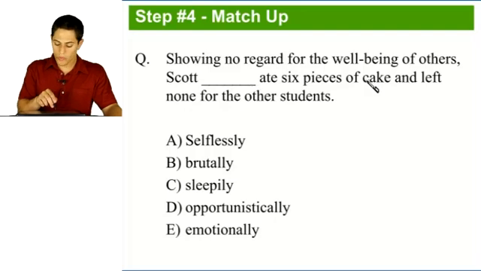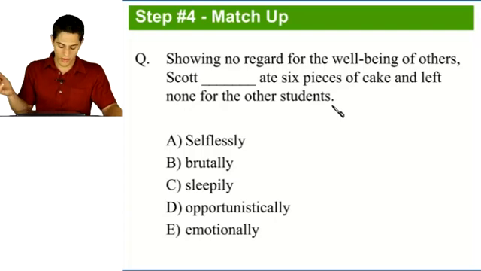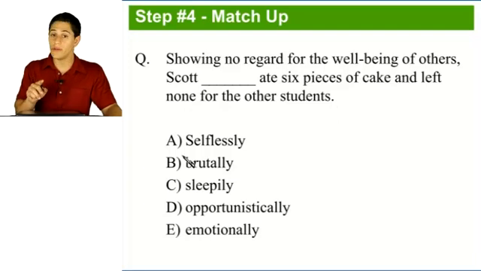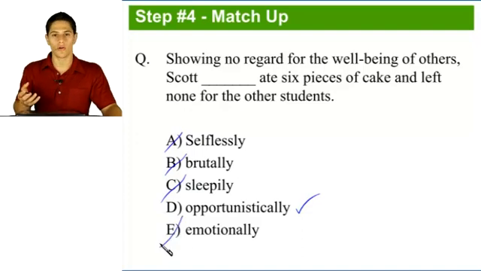Showing no regard for the well-being of others, Scott ate 6 pieces of cake and left none for other students. Selfishly, that's another option. Let's take a look at the option choices presented. A, selflessly. Now be careful. This word doesn't mean selfish. It means the exact opposite, actually. Brutally, doesn't relate. Sleepily, not relating. Opportunistically, perhaps. And emotionally, doesn't really seem relevant. So here again, using our own word that we invented, we found the one most similar and checked within the context to see that it in fact works.